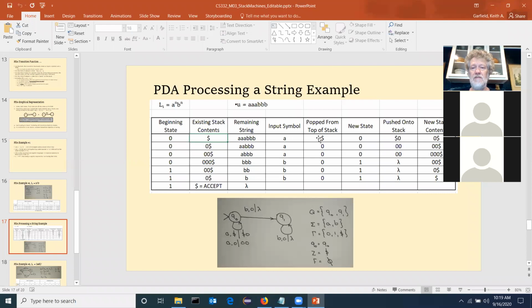I pop the $ sign from the stack. And according to the picture, what new state do I go to? I go to 0. According to the picture, what did I push onto the stack? $0. So now what does the stack look like? It's $0. Because remember, last in, first out.